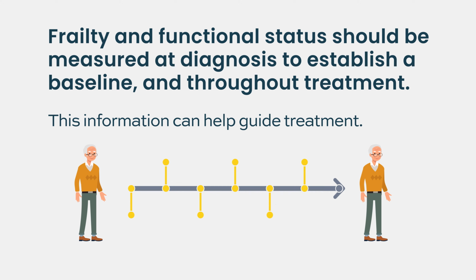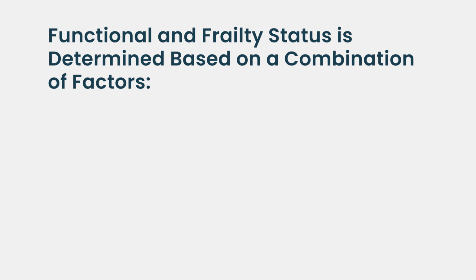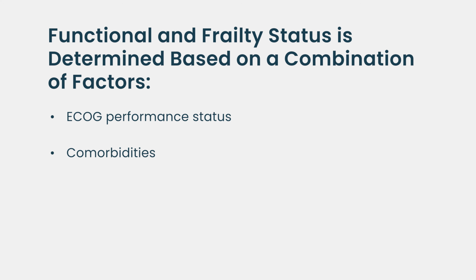So at the beginning of diagnosis, when we're really assessing a patient, we want to know what does their functional status and frailty status look like. And that's a combination of different things. It's not just a good old ECOG performance status. We know that that doesn't capture everything. We want to look at their comorbidities. We want to look at their activities of daily living.